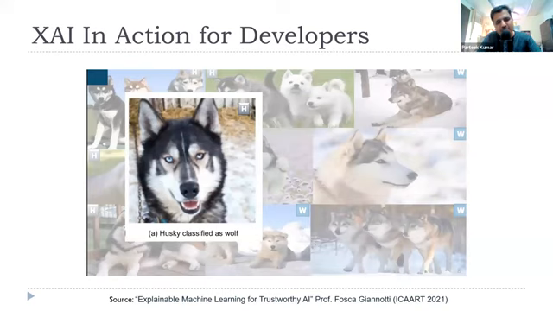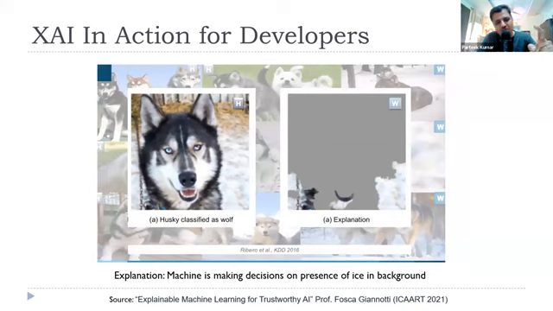When they applied it, they came to know that this image was classified as a wolf, but it is not; actually it is a husky dog. So when they applied explainable AI, it generated this, and the explainable AI said that there are eyes in the background, so that's why this is a wolf.